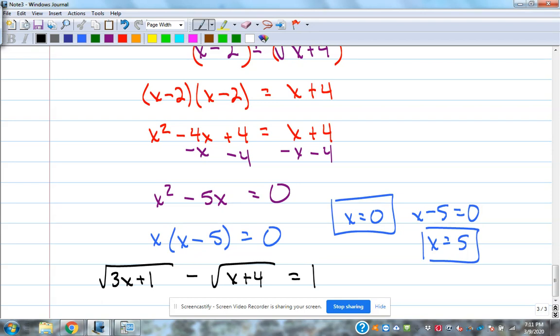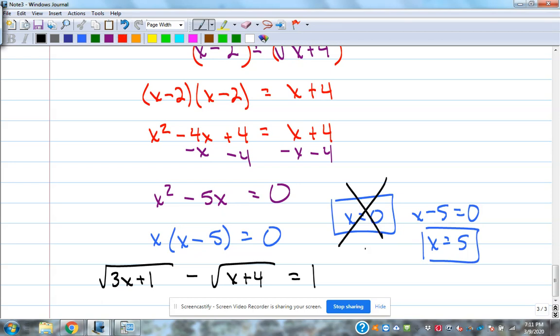So these are nice integers, so I ought to be able to work this out in my head. 3 times 0 is 0. Plus 1 is 1, right? What's the square root of 1? 1. Okay. 0 plus 4. 4. The square root of 4 is 2. This was 1 minus 2, negative 1. Is that right? No. So that gets thrown out.